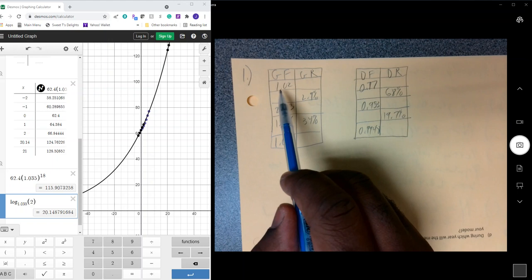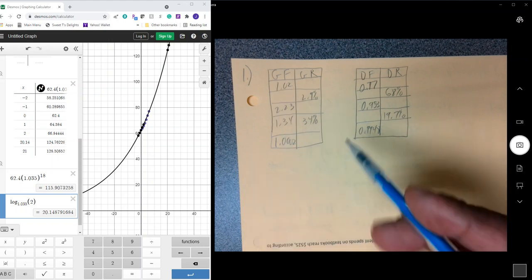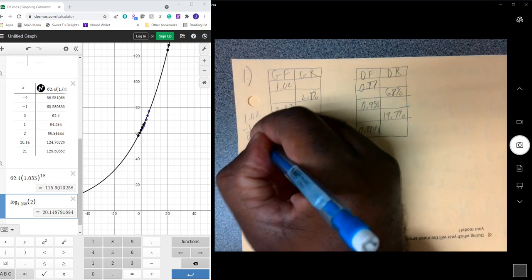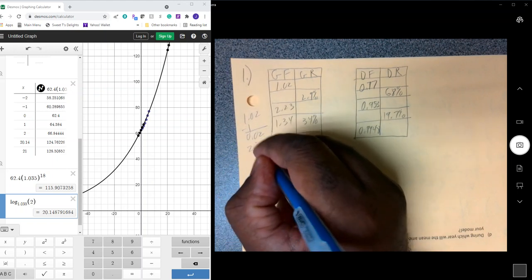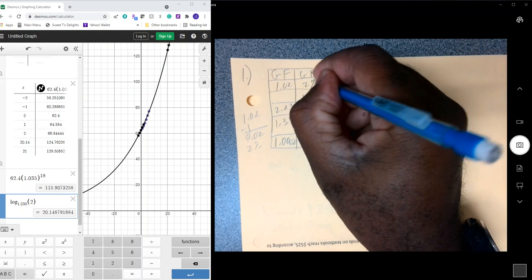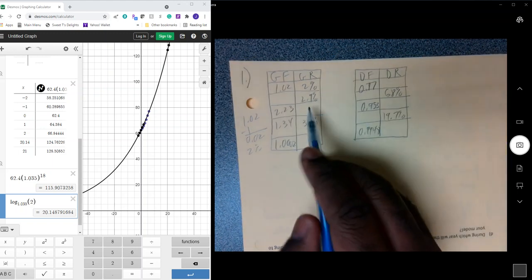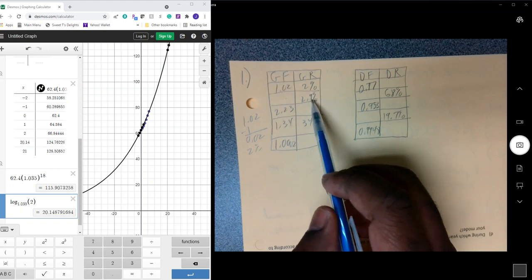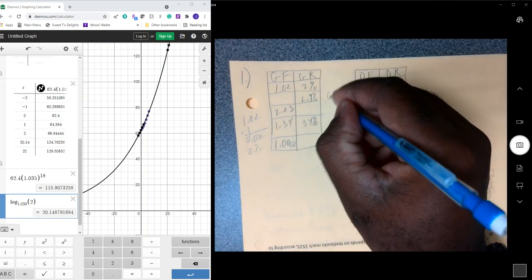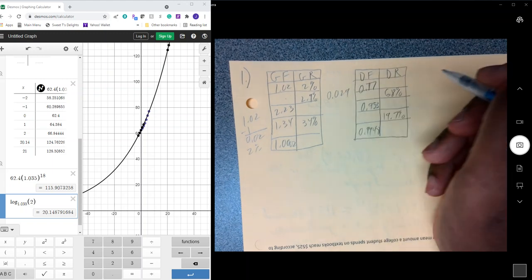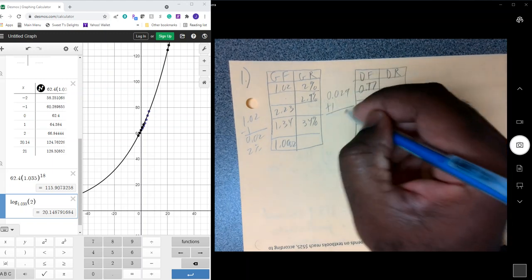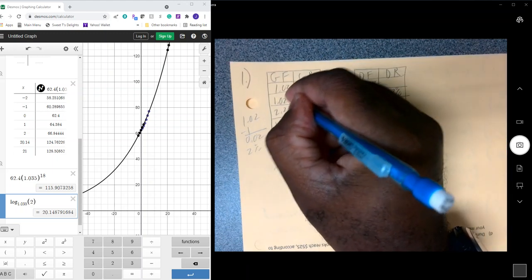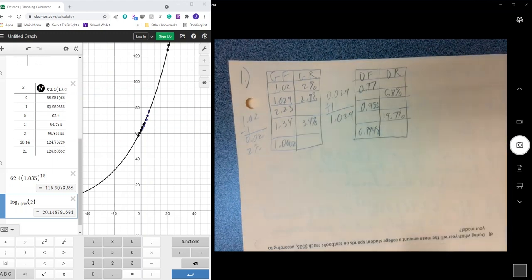Okay, now, to find the growth rate from a growth factor, all we need to do is subtract 1 from the growth factor and then change whatever's left to a percent. So if we take this 1.02 minus 1, it'd be 0.02, which is 2%. When we're given a percentage and we're trying to find a growth factor, we'll change that percent to a decimal, which is 0.029, and then we will add 1 to it. So it'd be 1.029. And so we do it for the rest of them.